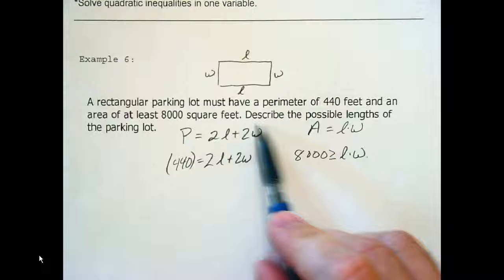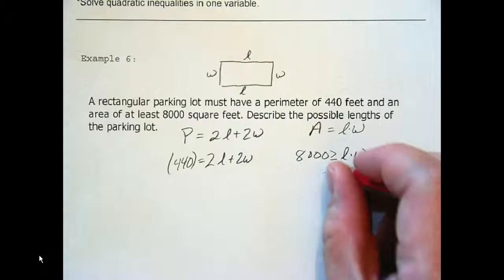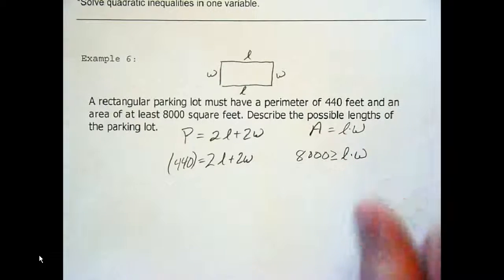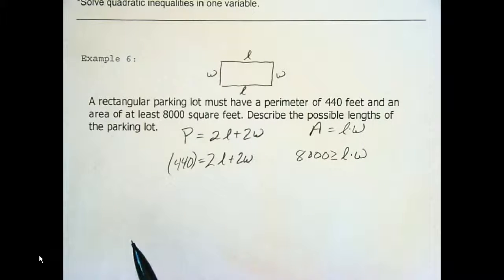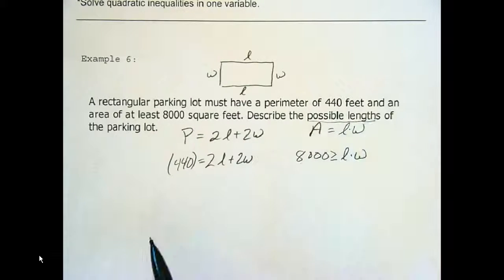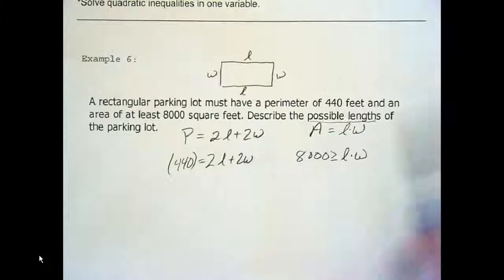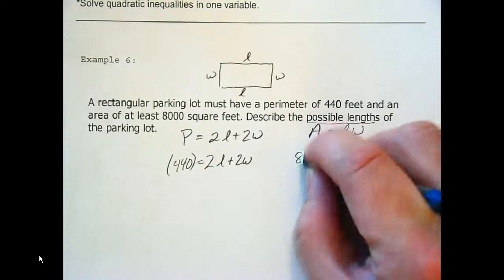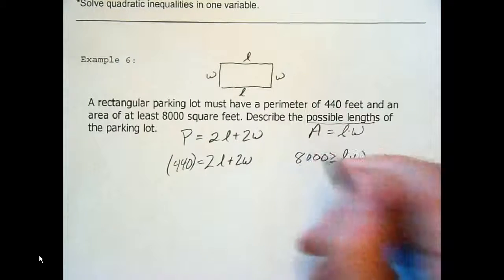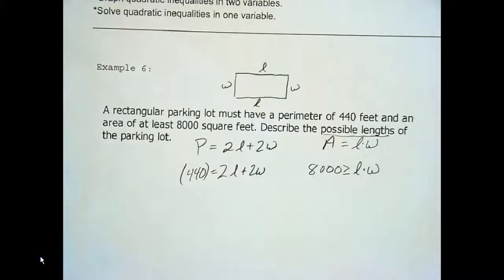It says to describe the possible lengths. We have a system of equations, and both those equations have L and W in them. We want to solve for which one? L, possible lengths. So, first thing, I want you to talk with your group and figure out what's the best way to go about solving that. I don't want to give you too many hints. All right, here we go.